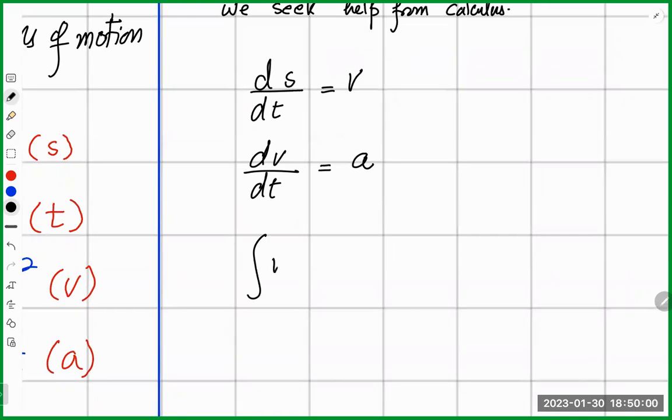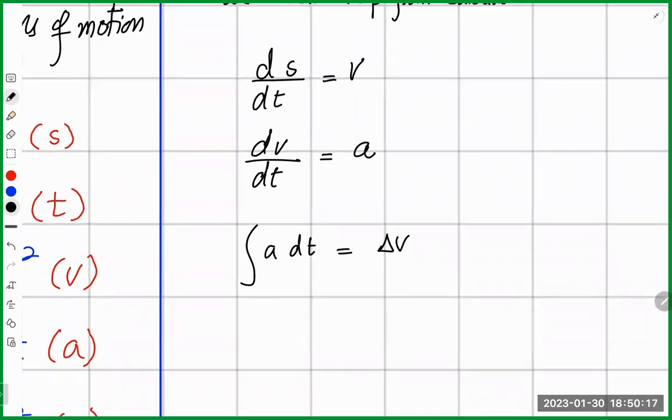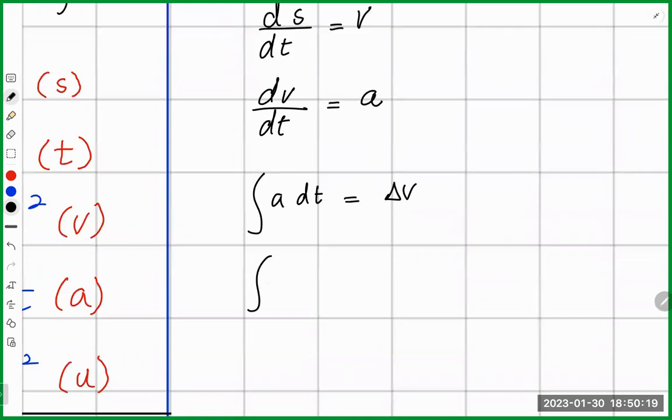Integral of acceleration, actually, derivative of speed with respect to time gives you acceleration. That is done. Now, integral of acceleration with respect to time gives you change of speed, and integral of speed with respect to time gives you change of displacement.